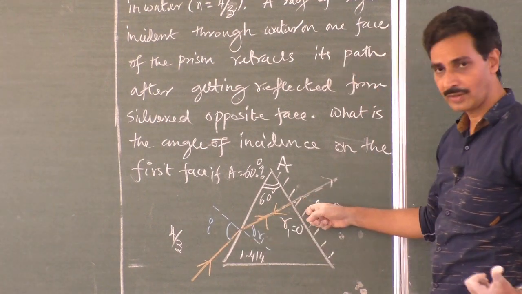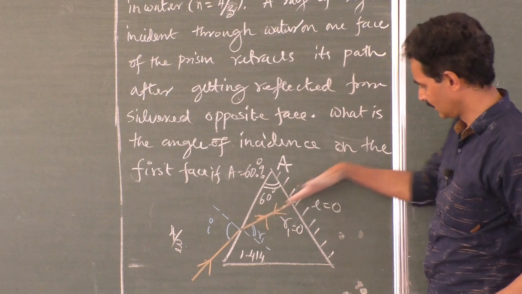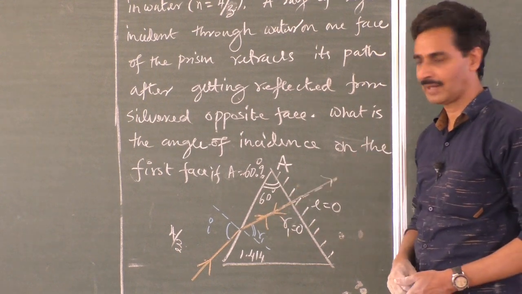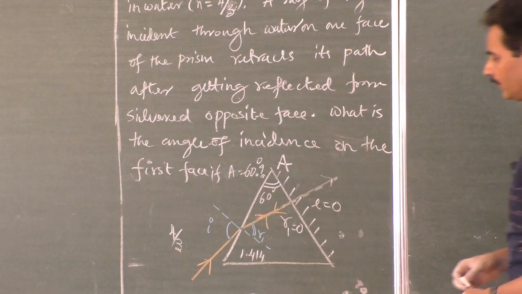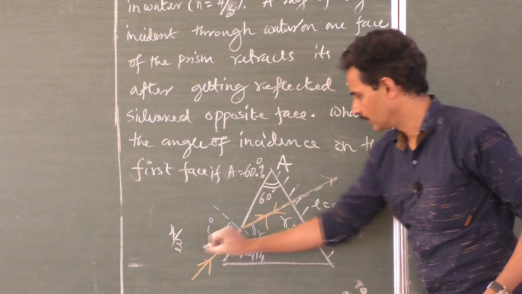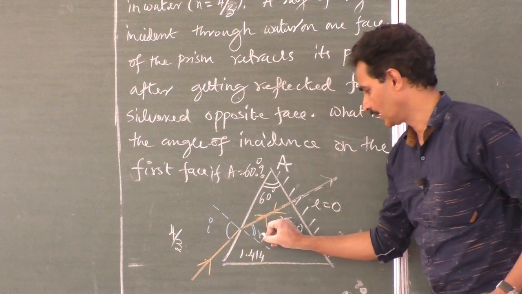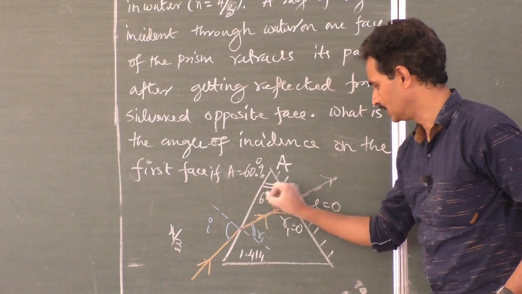If it is not silvered, it would have come out with the same angle of emergence, that is normal refraction, no deviation. So now what to do with the problem? We will first of all find out R1. Once you get R1, n1 sin i is equal to n2 sin r, that you can write. But these three, you know, the relation between these three.